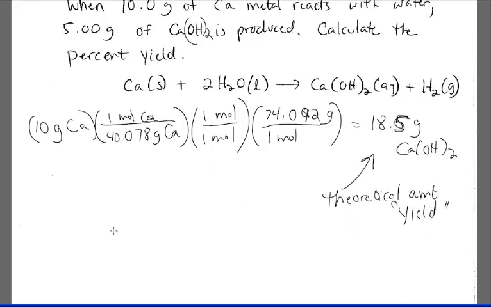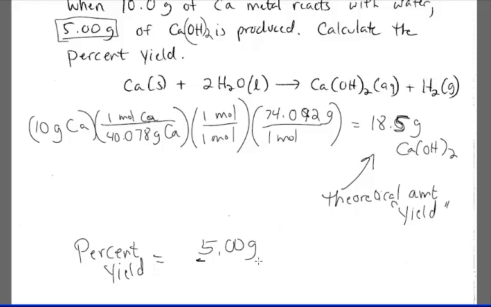So now the percent yield. It says 5 grams was produced. That's the actual amount produced. So our percent yield is going to be the actual 5 grams divided by the theoretical, which is 18.5 grams. Multiply by 100%, and you'll get only 27%. And we have one more sig fig, 27.0% yield.